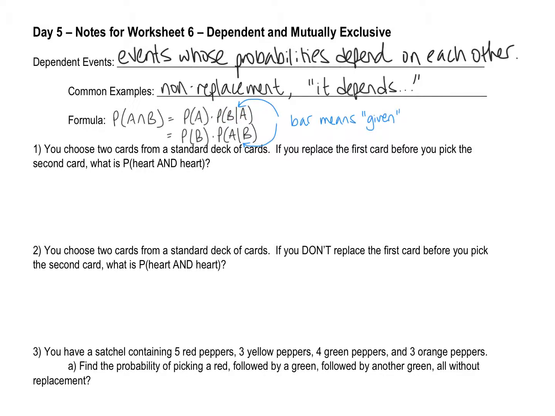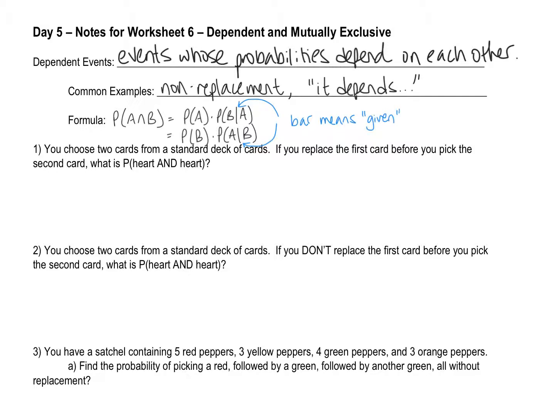Okay, or you could also use the reverse of that. You could switch all the A's and the B's. It's the same thing as doing probability of B times the probability of A given B. That little bar means given, and we will practice more of that today, tomorrow, the next day, and so on and so forth. So let's look at a couple examples.